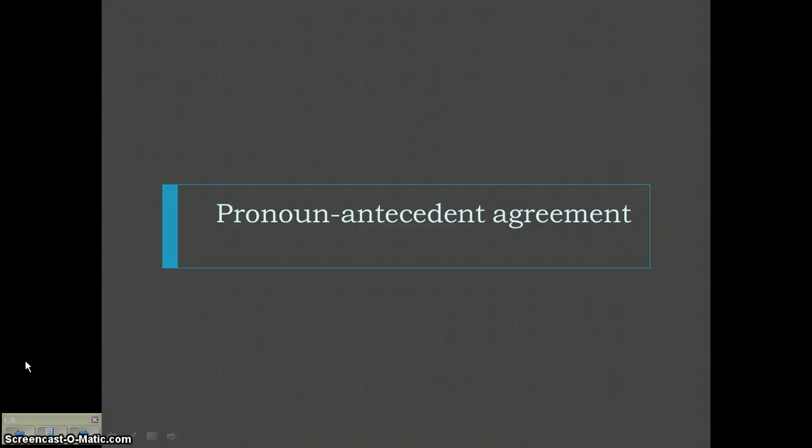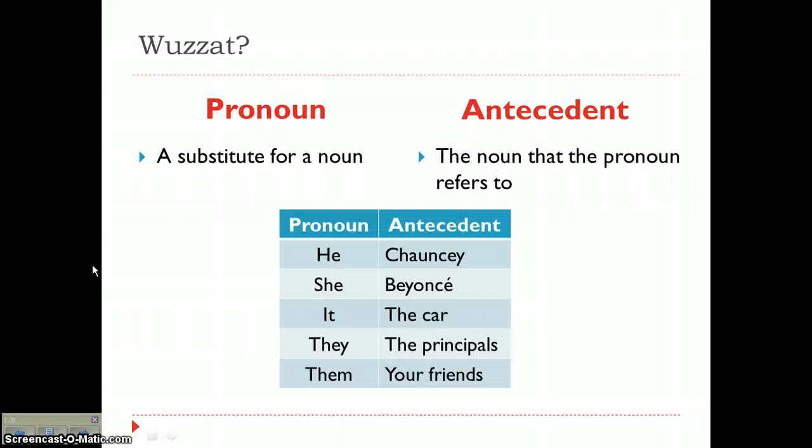Hello, ladies and gentlemen. Today we're going to talk about pronoun and antecedent agreement. And you probably need to know what a pronoun is and an antecedent is before we find out how they agree with one another. But do not worry, because the next slide defines a pronoun and an antecedent. So you are in good shape. If you're taking notes, I would definitely say it's a good place to start.